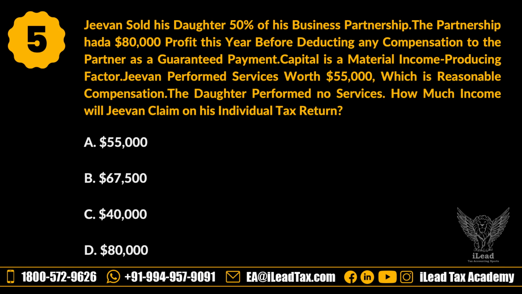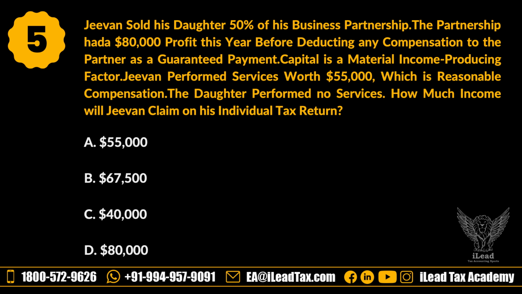Jeevan sold his daughter 50% of his business partnership. The partnership had an 80,000 profit this year before deducting any compensation to the partner as a guaranteed payment. Material is a capital income producing factor. Jeevan performed services worth 55,000, which is reasonable compensation. The daughter performed no services. How much income will Jeevan claim on his individual tax return? A. 55,000, B. 67,500, C. 40,000, D. 80,000.